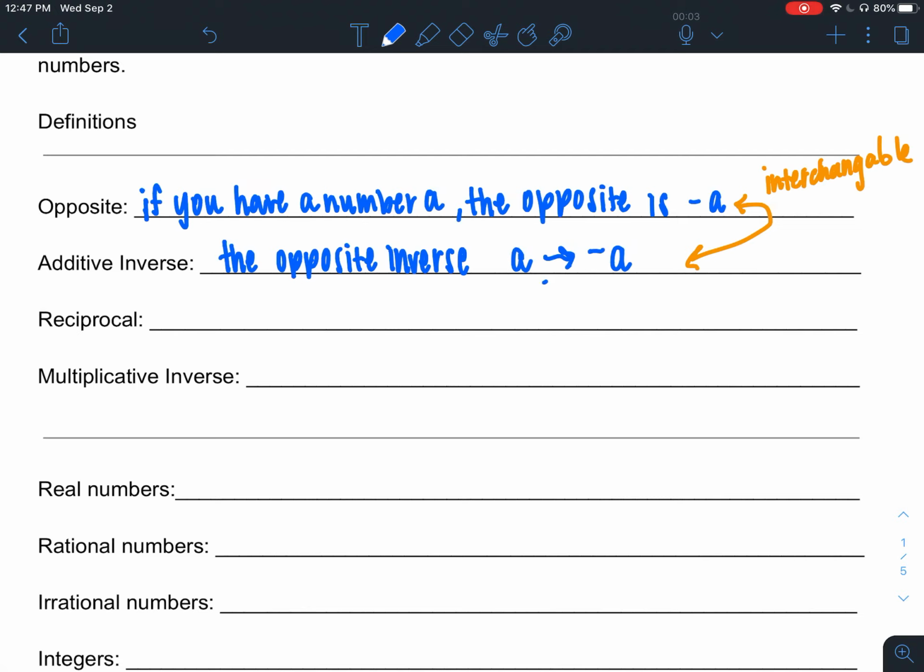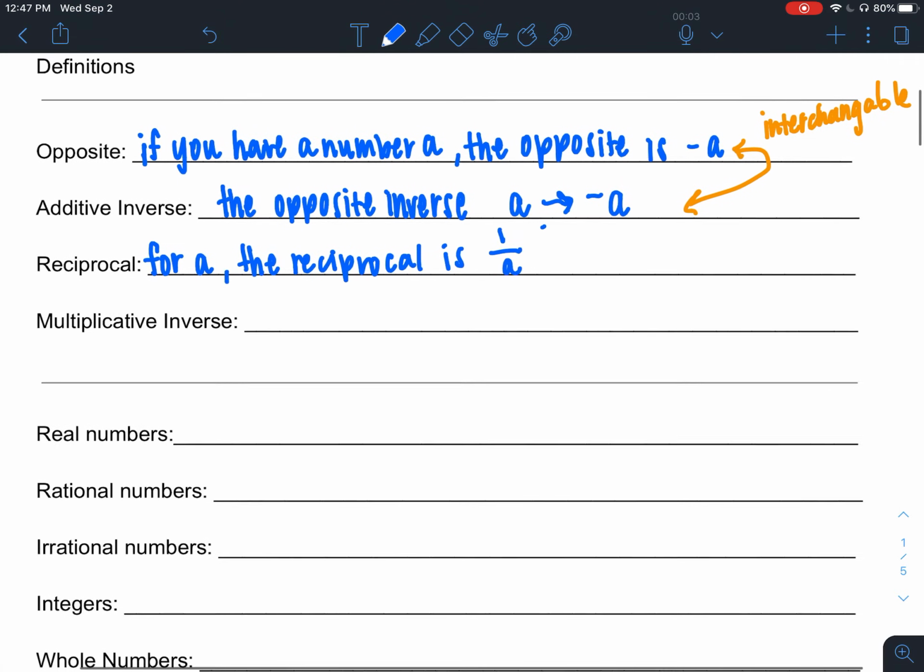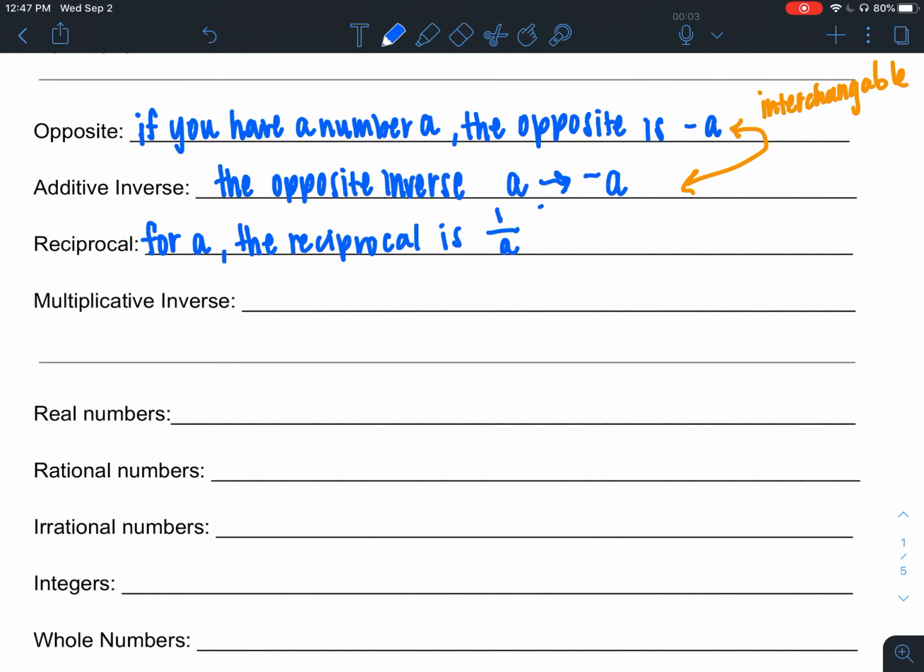Then we have reciprocal. So for A, the reciprocal is 1 over A. Okay, and the multiplicative inverse is just the same thing. For A, it's 1 over A. I don't know why those lines are so long.